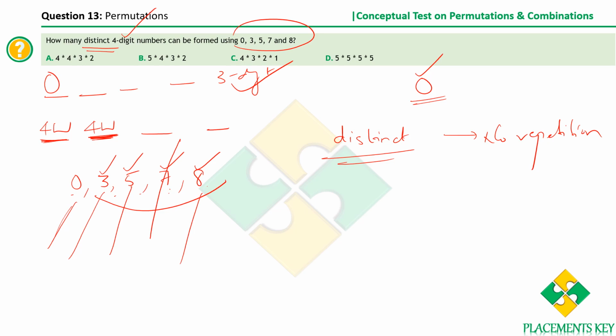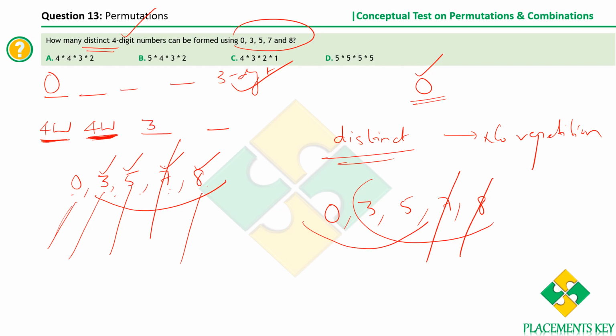I repeat, the second blank can be filled in 4 ways. 0 can also come, but 7 can't come because it has already come here, right? Now, let me write it here for your understanding. Out of 0, 3, 5, 7 and 8, the first blank was filled by one of 3, 5, 7 and 8, so 1 is gone. Now the second blank is also filled with something, so now we only have 3 digits left, so this can be filled in 3 ways.